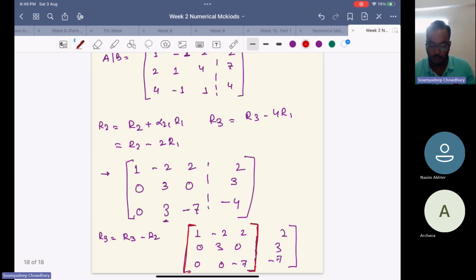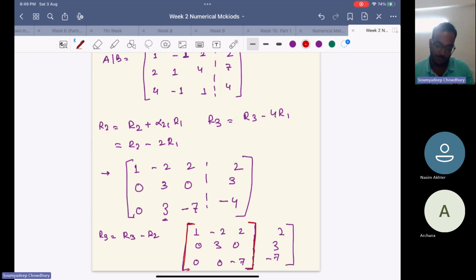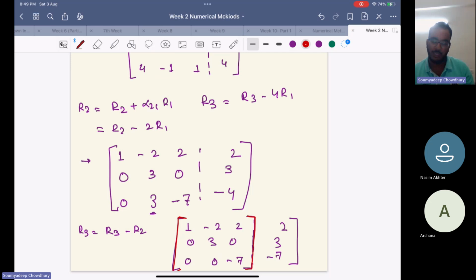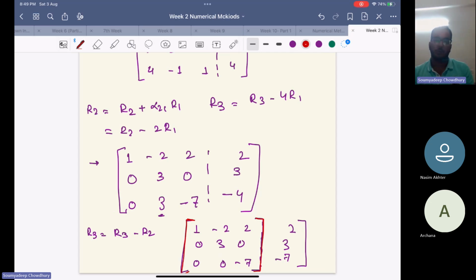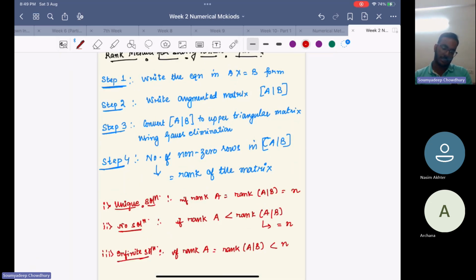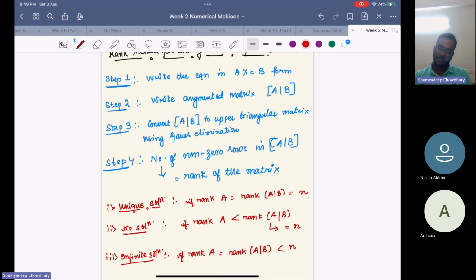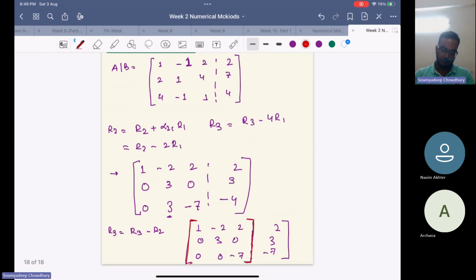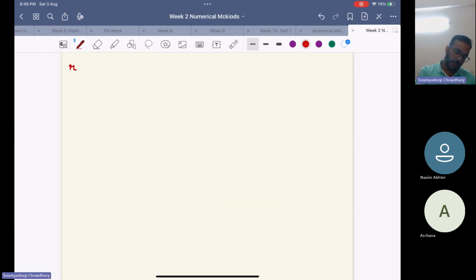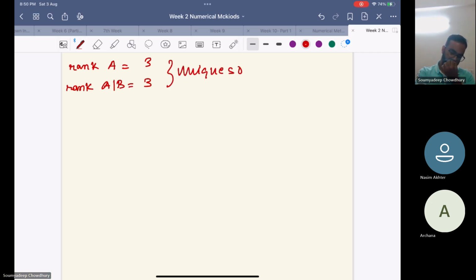So you can see the number of non-zero rows in A is equal to 3, and the number of non-zero rows in A slash B is also equal to 3, which is equal to the number of unknowns. So that comes under the first category. That is, rank of A is equal to rank of A slash B equal to 3. Therefore, we have a unique solution. If I solve this, we will get a unique solution of x, y, and z.